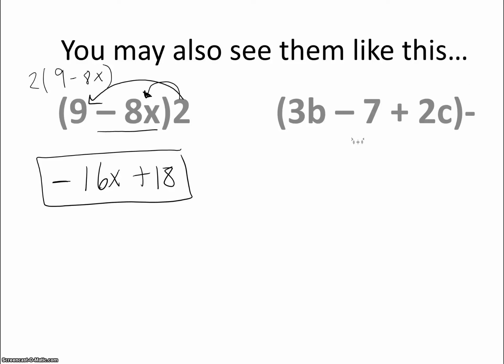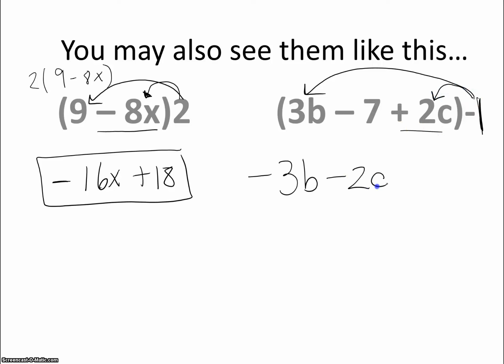You might also see it like this. This number here is a negative 1. So this negative 1 needs to be distributed on everything on the inside. I'm going to do them in alphabetical order. B comes first. So I do negative 1 times 3b, I get negative 3b. And then I'm going to do my c. Negative 1 times 2c gets you a negative 2c. And then finally my constant. A negative 1 times a negative 7 gets you a positive 7.